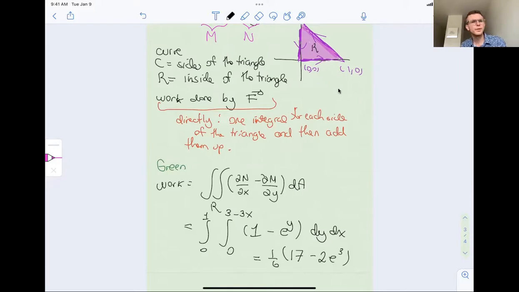In fact, if you think about doing work by definition, it is kind of long because you have to parameterize each segment. You have to parameterize the curve, find the velocity vector, do the dot product with the force, and then integrate that. So there are many steps involved, but here it's a lot more direct, right? You just compute this difference of partial derivatives and then integrate that. Good. Is that making sense?